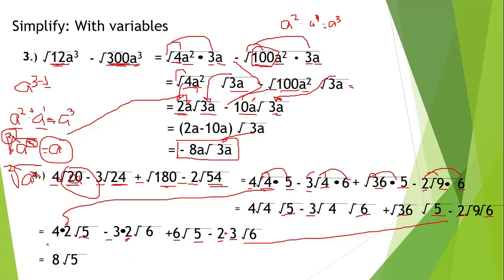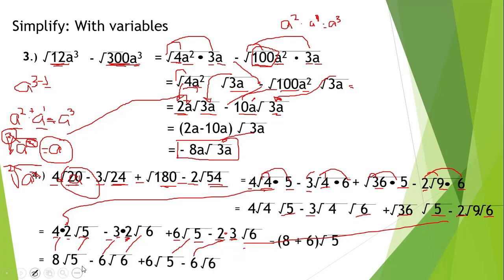Next thing we have to do is multiply 4 times 2. 4 times 2 equals 8. Bring down the square root of 5. Minus 3 times 2 equals 6. Bring down the square root of 6, plus 6. Bring down the square root of 5, minus 2 times 3 equals 6. Then bring down the square root of 6.